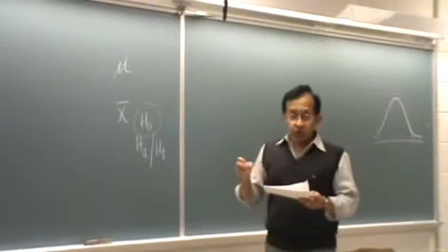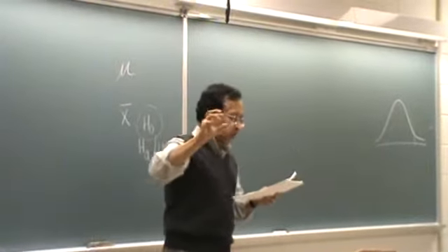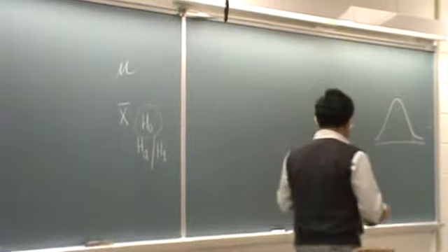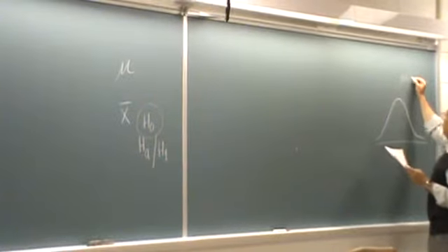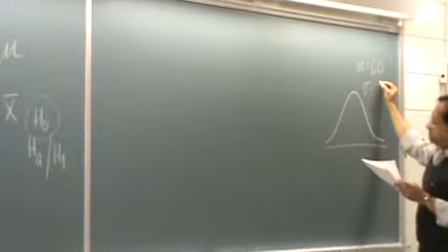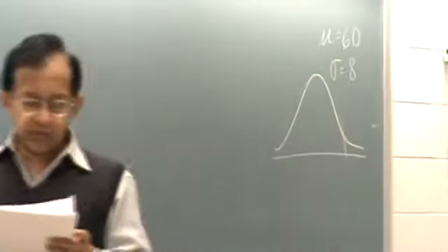So the scores from this exam we took here are normally distributed with the population mean mu of 60. So this is the information you will always be given: the population mean mu and the standard deviation, which is 8.